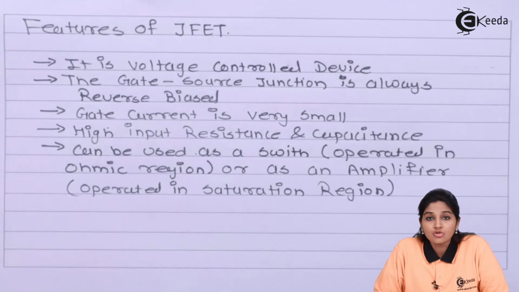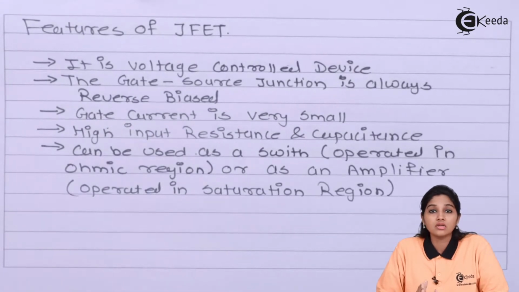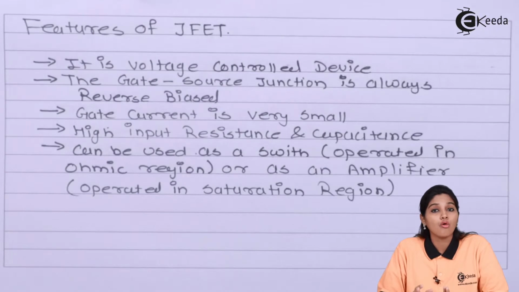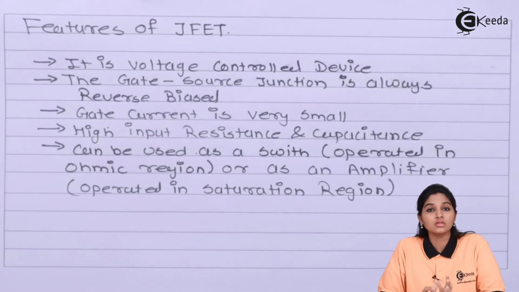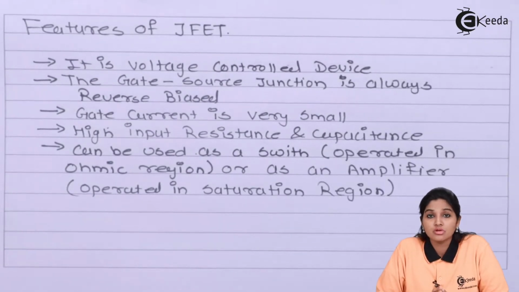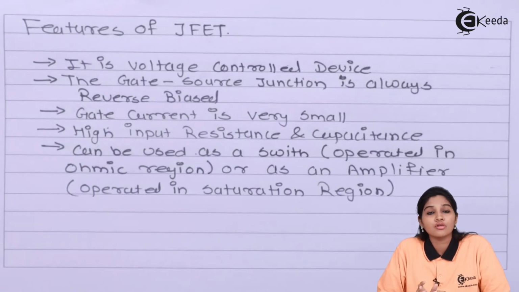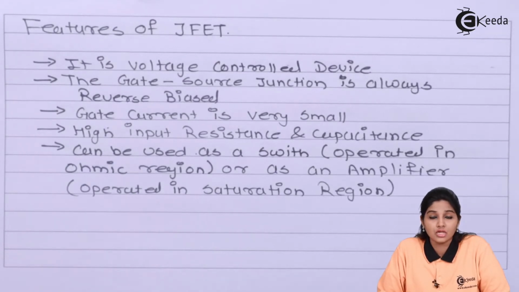Now we know that in case of ohmic region, the drain current increases linearly with increase in the value of VDS, because in this case the channel simply acts as a resistance and therefore JFET follows Ohm's law. So in this region we can use FET as a switch, whereas in saturation region or in pinch off region the channel gets completely blocked and the drain current value is equal to IDSS, that means when VGS is equal to 0.